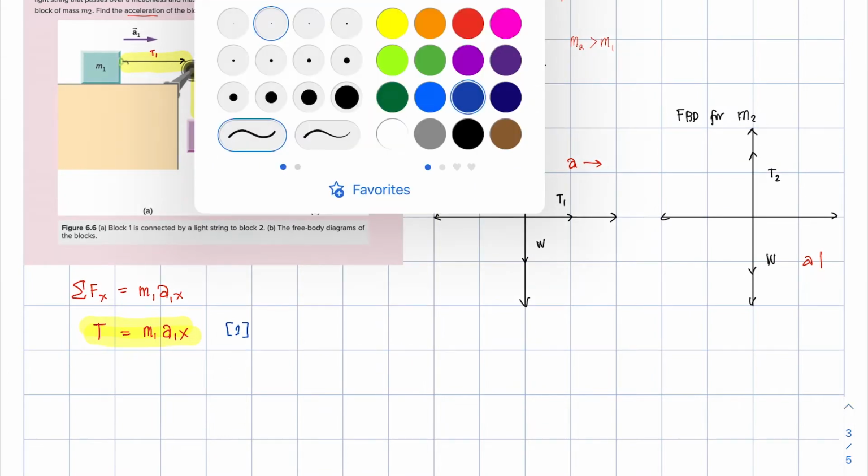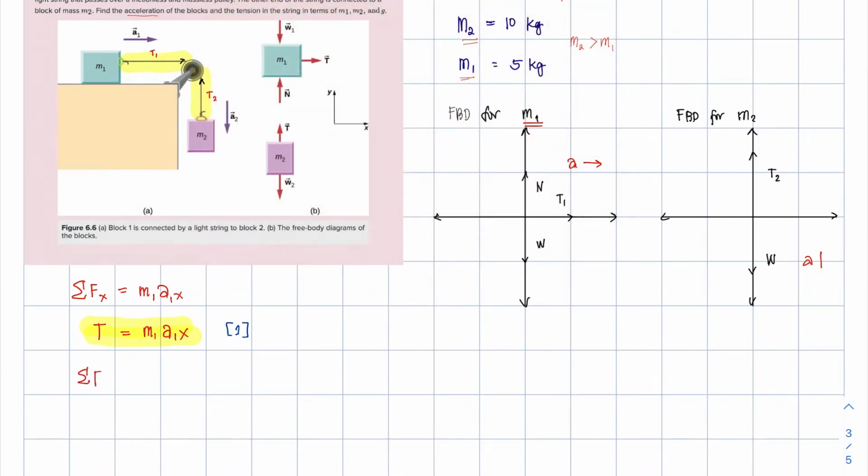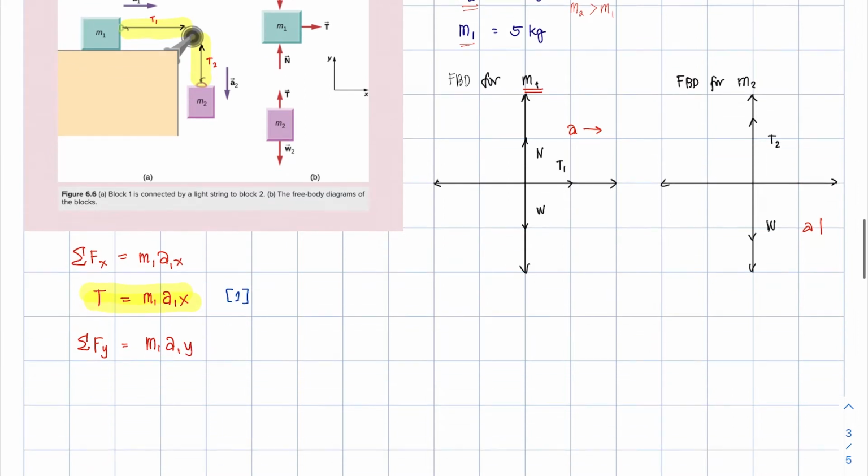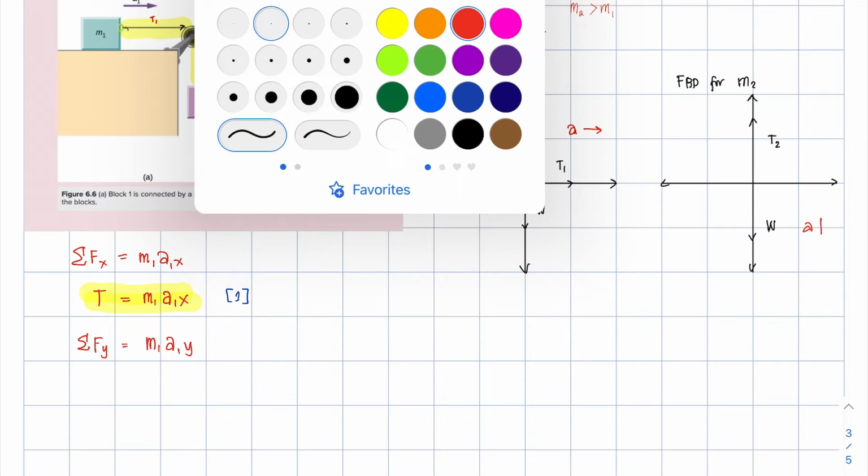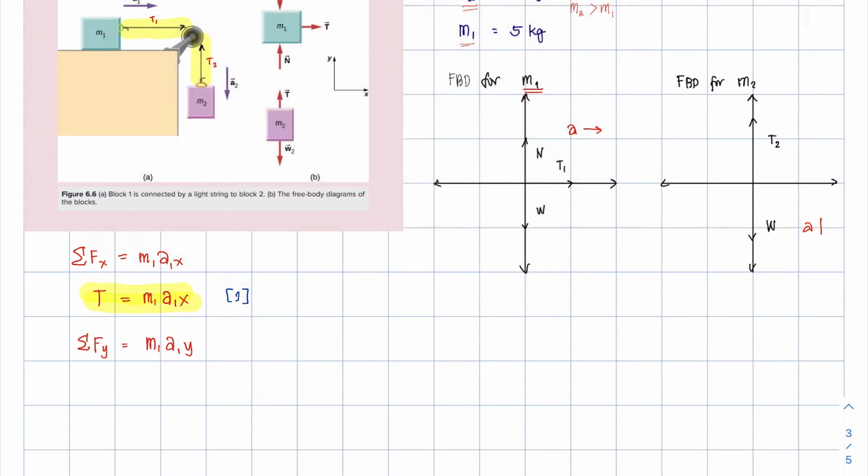Now, on the same body, that means we are still on mass 1, the sum of the forces on y is equal to mass 1 a1y. That means its acceleration on y. Now, what are the forces present on the y-axis? I have normal force directed upward, so that's positive, minus the weight of mass 1, weight sub 1. And I take note that I don't actually have any acceleration along the y-axis here, since my acceleration is only confined on the x-axis.